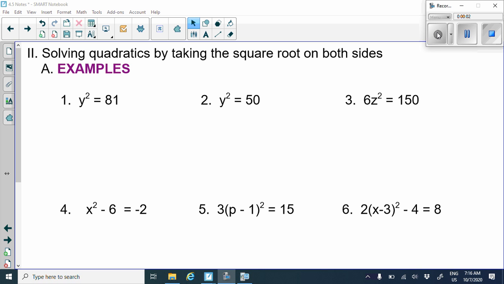Hey guys, so here's part 2 of the 4.5 notes. We are now going to go ahead and solve quadratics by taking the square root on both sides. Okay, let's look at example 1.